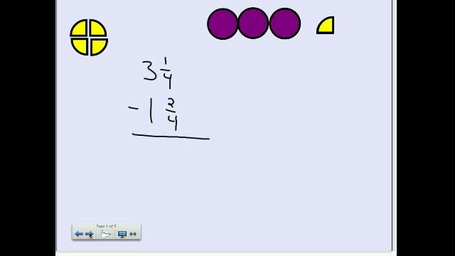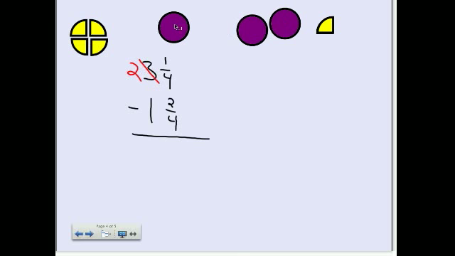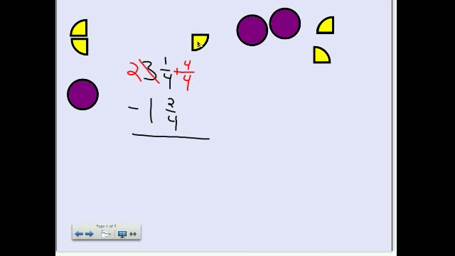The next problem we're going to look at, we have mixed numbers. 3 1/4 minus 1 2/4. Now up here I have 3 1/4, but I can't take 2/4 away from it because I only have 1/4 up here. So now we're going to borrow 1 from the 3 and we're going to make it a 2. So I'm going to take one of my circles away, and the one that I borrow I'm going to rename as 4/4. I'm going to write the one that I borrow as a fraction. It's going to have the denominator we're looking for.